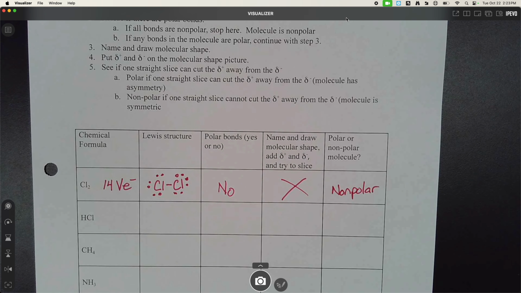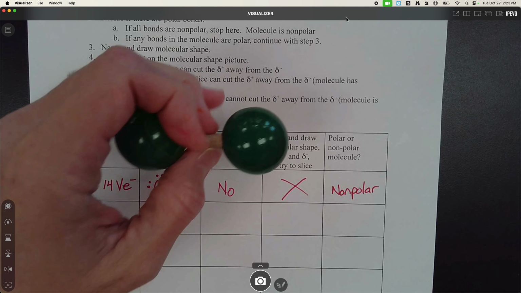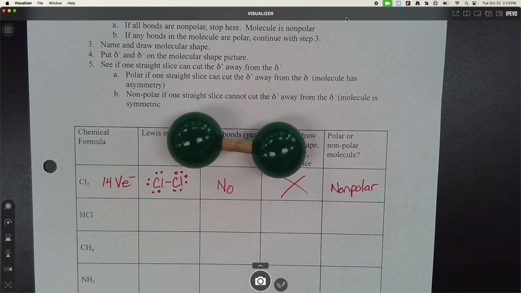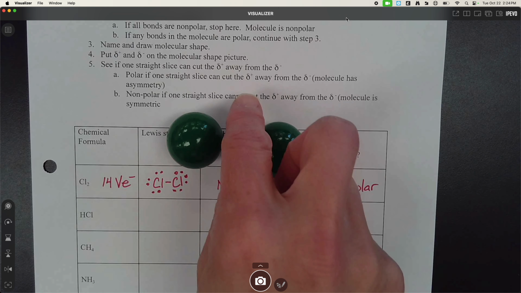If we build a quick chlorine, chlorine is the green one in your box. So if we build a Cl2, it's pretty easy to see that the Cl2 is a molecule that doesn't have ends. It's the same looking at it from both directions, and that's what it means to be nonpolar. It means to essentially be the same looking from both directions.